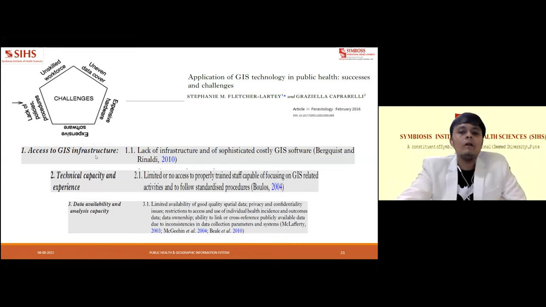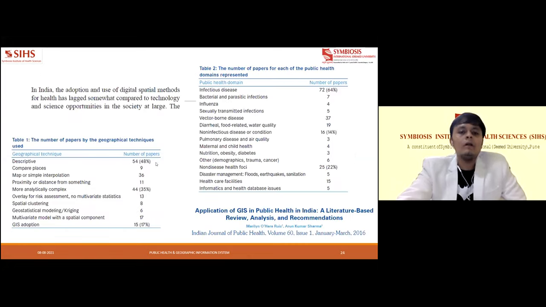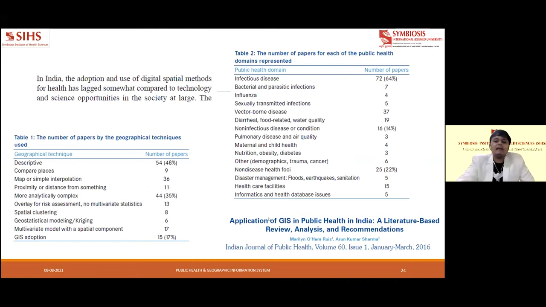Now this provides information about the current scenario of GIS in India. There was one literature review, analysis and recommendation done by Arun Kumar sir, that is, application of GIS in public health in India. They have provided information about the number of papers which have used geographical information system or geospatial techniques. Sir has divided it according to the public health domain, and 64% of the papers used GIS in the infectious disease category.